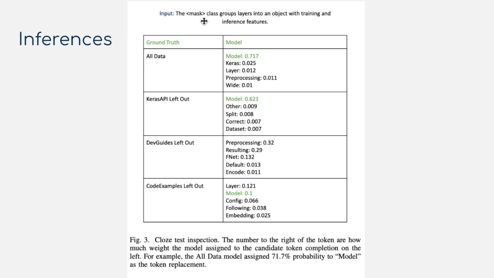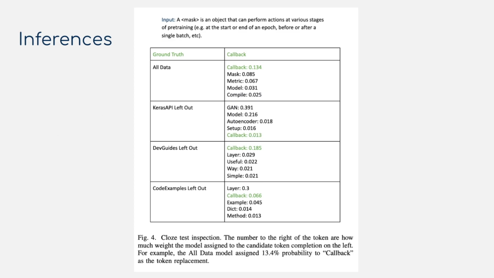So we start off with the input. The Model class groups layers into an object with training and inference features. This is referring to the Keras model object, the Model class, which groups the Keras layers, the deep learning layers like convolution and multi-layer perceptron, into the object of the deep neural network, and then has these training and inference methods to use the Keras deep learning framework to train models. We see that our model is able to correctly predict that model is the right continuation of this sequence, and we test several other such completions.